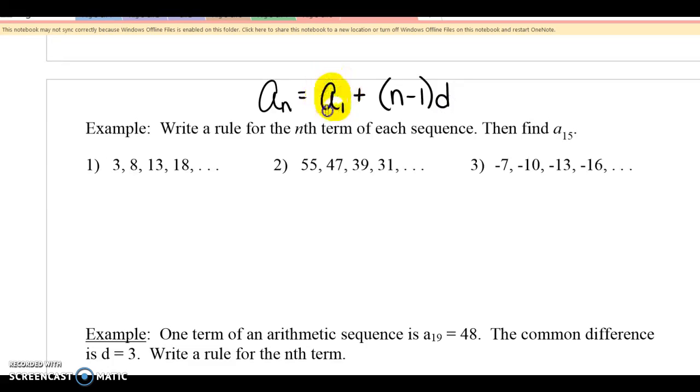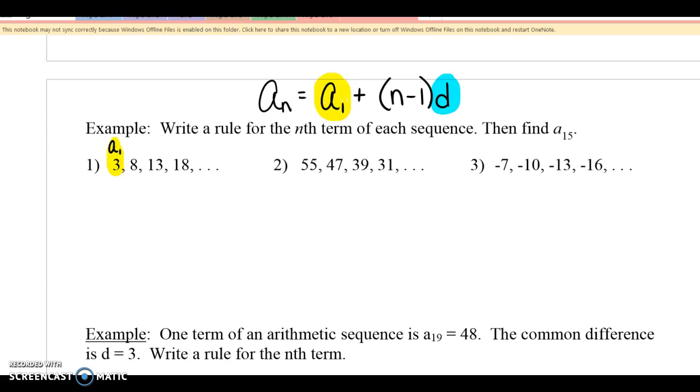In order to write a rule for the arithmetic sequence, you really need to know the first term and the common difference. The a sub n just has to go there, and the n minus 1 has to go there. So, in this first example, a sub 1 is 3. The first term is 3. What is the common difference? Look through that sequence. What is the common difference?